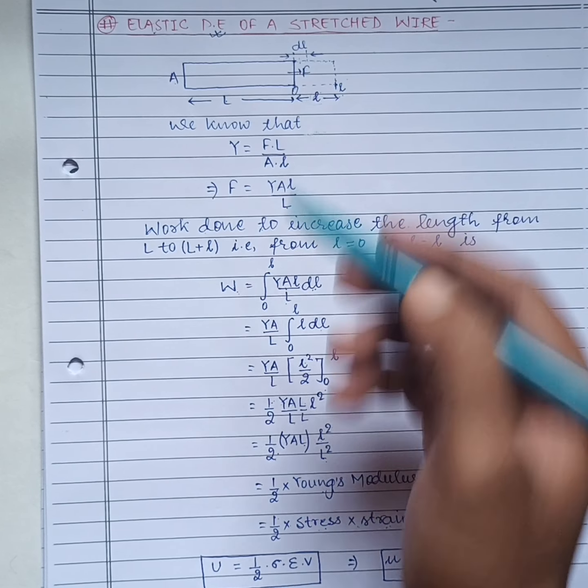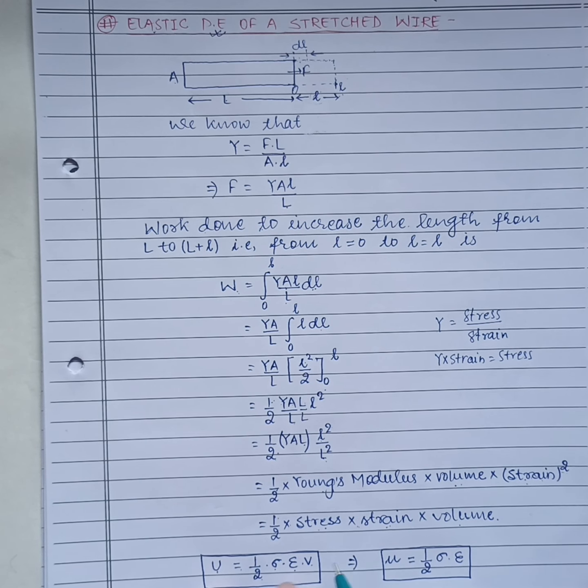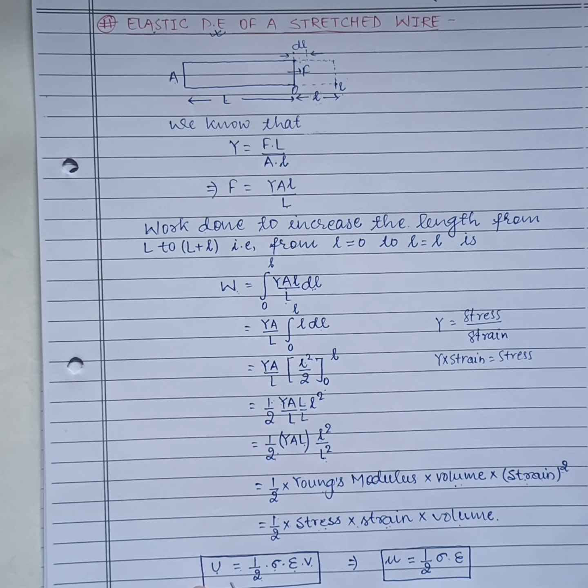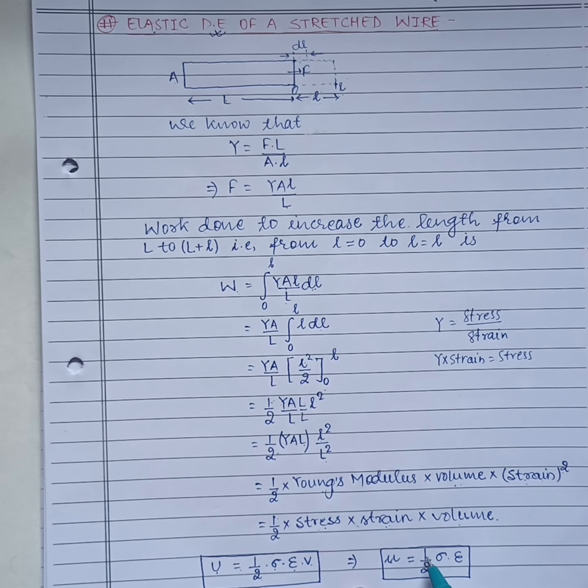This work done is stored in the form of potential energy, that is, potential energy is equal to 1 by 2 into stress multiplied by strain into volume. When we talk about potential energy per unit volume, meaning divided by V, we denote it by small u. When we divide both sides by V, V and V, that is volume, get cancelled. So we are left with potential energy per unit volume is equal to 1 by 2 multiplied by stress multiplied by strain.